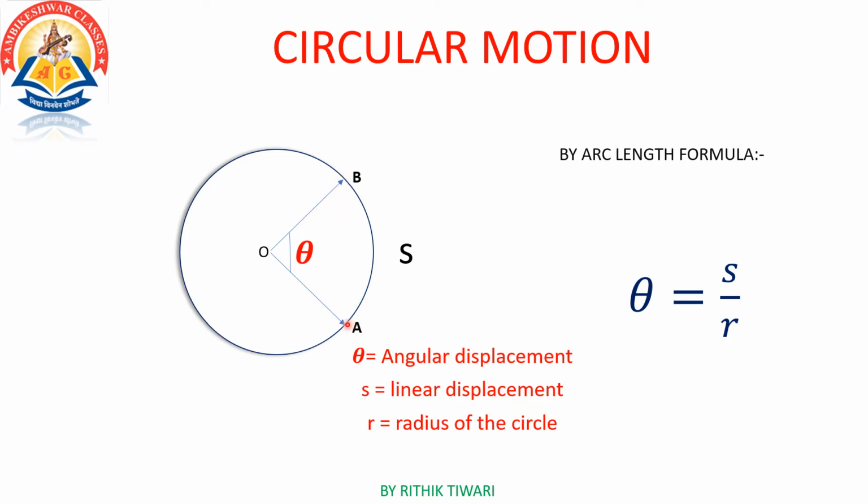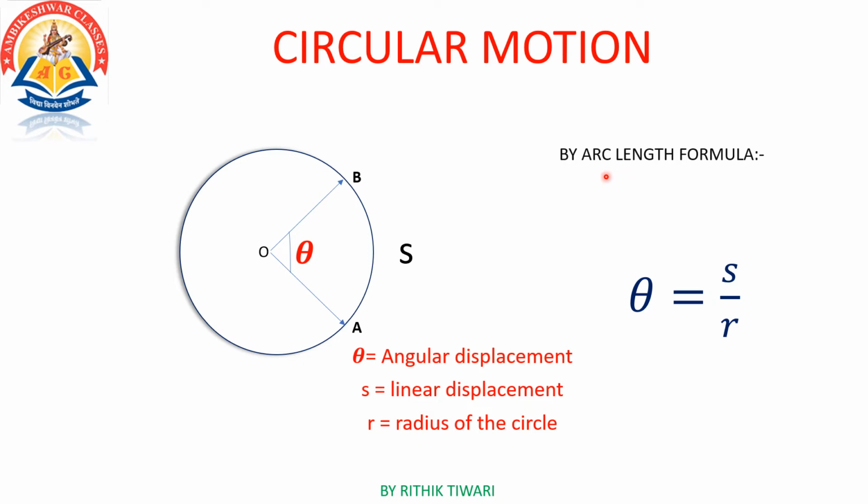Now from A to B, while moving, the body covers a linear displacement, which means there is a linear displacement of this body from A to B. Let's say that linear displacement is S, because displacement is always denoted with the small letter s. Now what is theta? Theta is the angle by which this radius vector has moved from OA to OB.